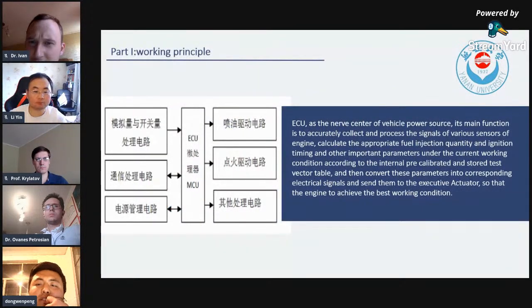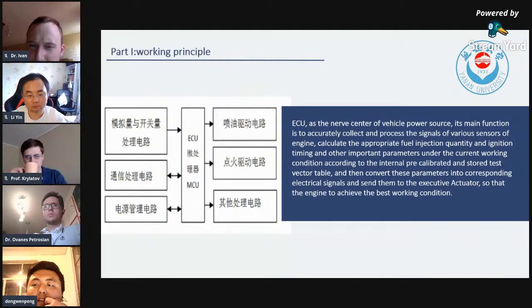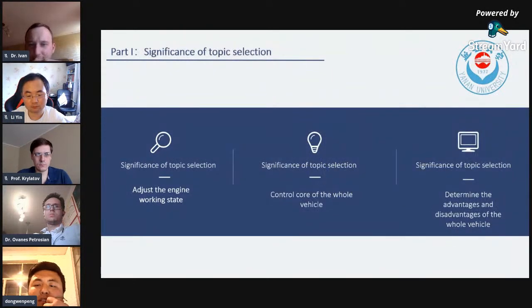What is ECU? ECU is called the drive computer. The ECU is the power control center of the whole vehicle. Its function is to accurately collect and process the signals of the vehicle's sensors according to the computer's stored parameters, convert these parameters into corresponding control signals, and send them to the actuators so as to make the engine reach the best working condition. If the stability of the ECU degrades, it affects the quality of the whole vehicle. Therefore, the ECU needs to have high stability, so it must be analyzed and studied deeply.